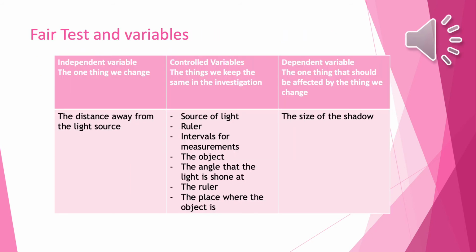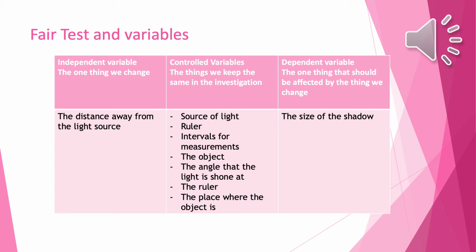So what variables did you get? When I'm thinking about it, I consider all of the equipment and the measurements that I'm going to take. So my independent variable, the one thing that we will change, is the distance away from the light source. So I might have it first of all 5 centimeters away, then 10 centimeters, then 15 centimeters, and then 20 centimeters.